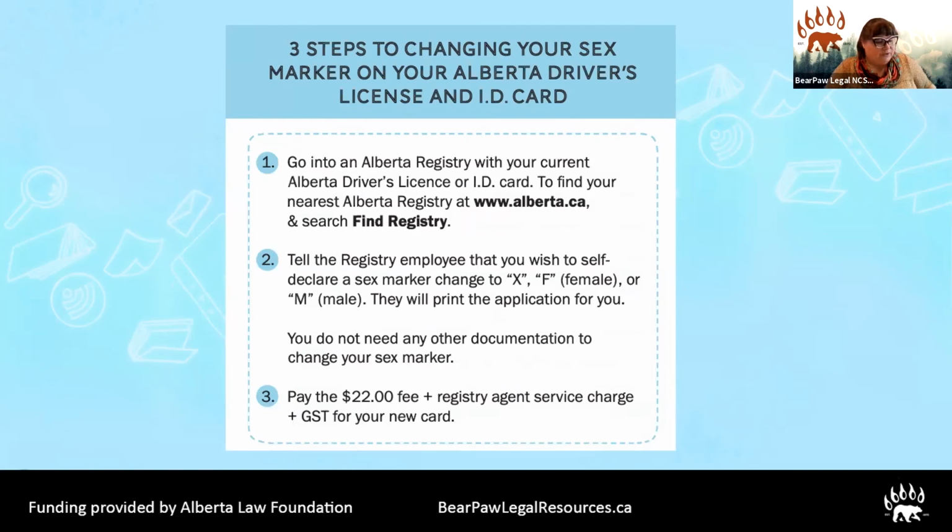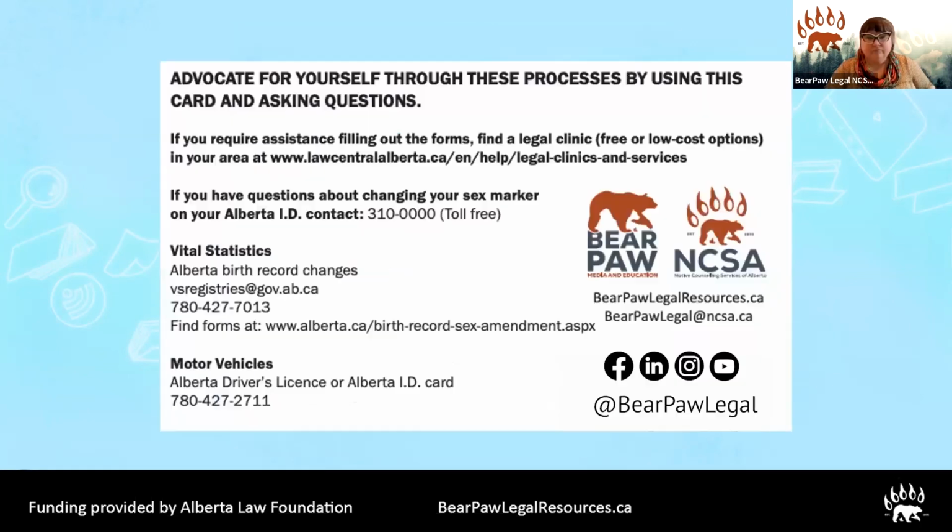Go into an Alberta registry with your current Alberta driver's license or ID card. To find your nearest Alberta registry, go to alberta.ca and search for Find Registry. Tell the registry employee that you wish to self-declare a sex marker change to X, or F for female, or M for male. They will print the application for you. You do not need any other documentation to change your sex marker. Pay the $22 fee plus the registry agent service charge plus GST for your new card.